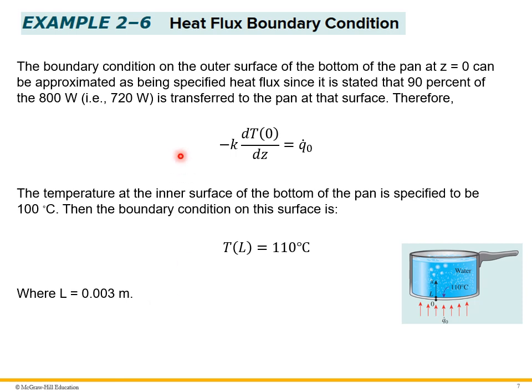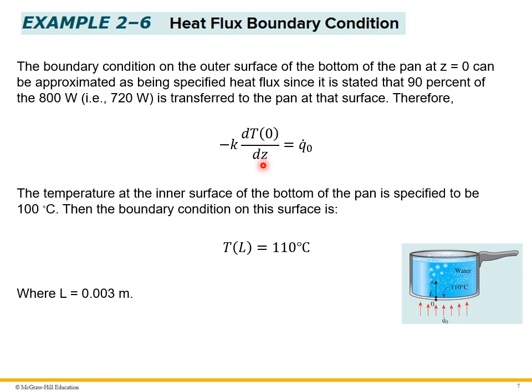Now, what's the boundary condition? The boundary condition on the outer surface of the bottom of the pan can be approximated as a specified heat flux. It's stated that it's 90% of the 800 watts. 90% of 800 is 720. So we have this kind of condition here where we're specifying the heat flux on the bottom of the pan.